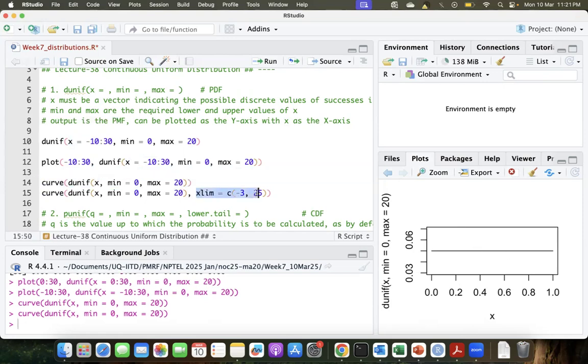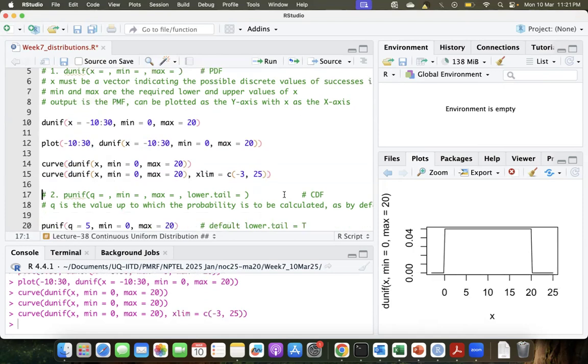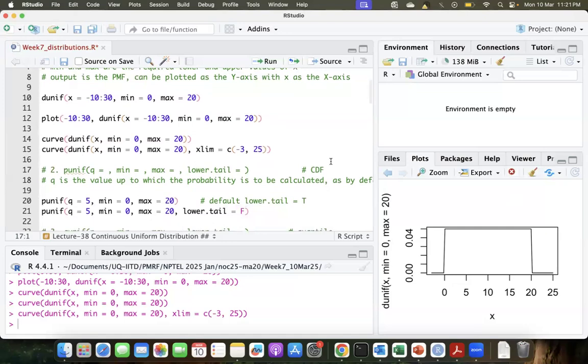So I can specify X limit. Again, this is just extra information so that you know what's happening. So here it looks better, right? Now it's more understandable that everything before 0 is 0, everything after 20 is also 0, and everything between that is 0.05.